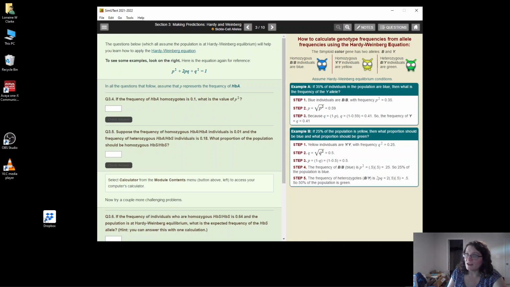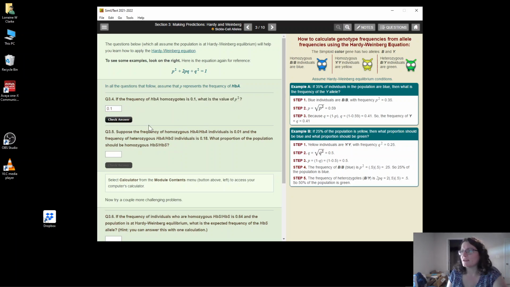If the frequency of the big A, if P squared, this is what this is asking you. If P squared is 0.1, what's the value of P squared? It's the same. Oh, wait. Oh. Frequency of HBA homozygotes is 0.1. What's the value of P squared? Okay. Oh, 0.1, sorry. There you go. I was like, it's the same thing. No, I put the wrong number there.